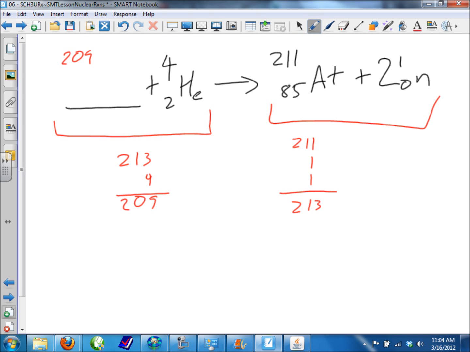Same thing with the number of protons. We know astatine has 85 protons. We know the helium particle has 2 protons. Therefore, our unknown reactant has to have 83 protons. If we take a look on our periodic table, that becomes bismuth.